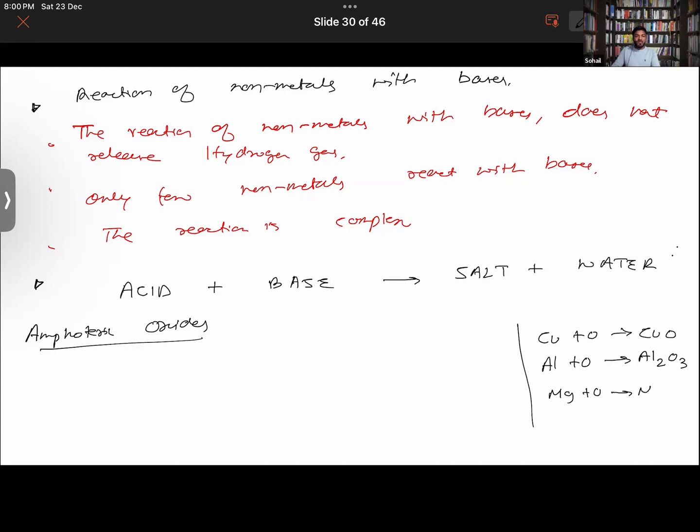और magnesium plus oxygen हमें क्या give कर रहा है? What is it giving? Magnesium oxide. Why would it be hydroxide? We studied about this: metal plus oxygen gives you metal oxide.